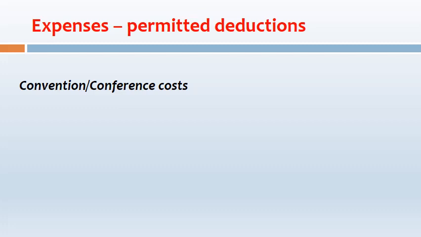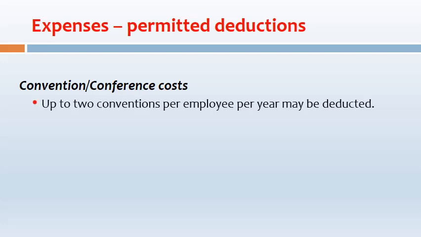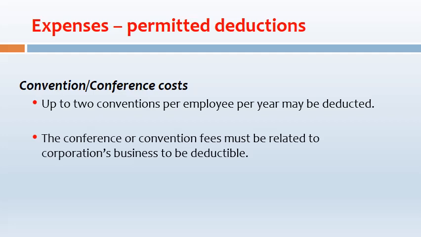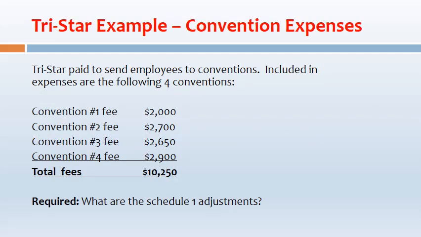All right, let's talk about convention or conference costs, which are incurred when you send your employees off to a convention. So can you deduct this for business purposes? Sure, up to 2 conventions per employee per year can be deducted from net income. The convention fees have to be related to the corporation's business in order to be deductible, but I think that goes without saying, hopefully. As an example, we've got TriStar, which paid to send their employees to various conventions. So they have an expense on their income statement, and it includes 4 conventions.